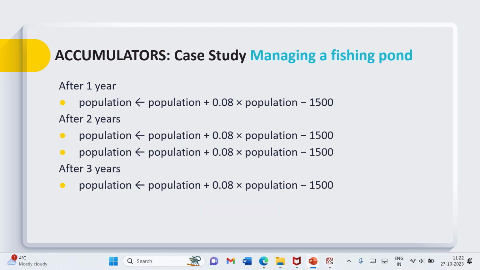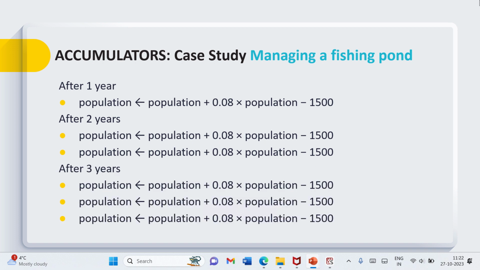As discussed in our previous session, we need to run this statement multiple times, equal to the number of years. For example, for 2 years we have to run this 2 times. To find the population after 3 years, we have to run this statement 3 times. So we can use a for loop to build this logic. Let's move to the Spyder and understand how we can write this code.